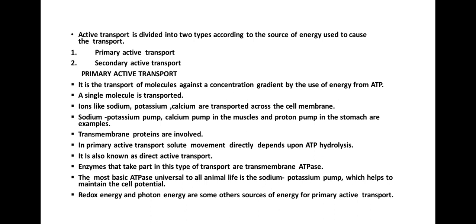Primary active transport is the transport of molecules against a concentration gradient by the use of energy from ATP. A single molecule is transported. Ions like sodium, potassium, calcium are transported across the cell membrane. Sodium-potassium pump, calcium pump in the muscles, and the proton pump in the stomach are examples.